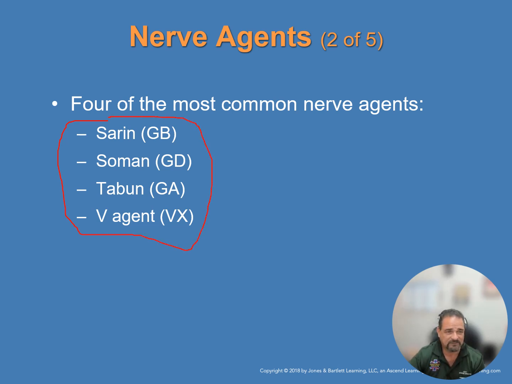You have four different types that are common: sarin, which is GB; soman, which is GD; tabun, which is GA; and then VX agent or V agent. All of these are very common in the terrorist world, and they have been used in different places of the country with devastating results, to include here in the United States as well.